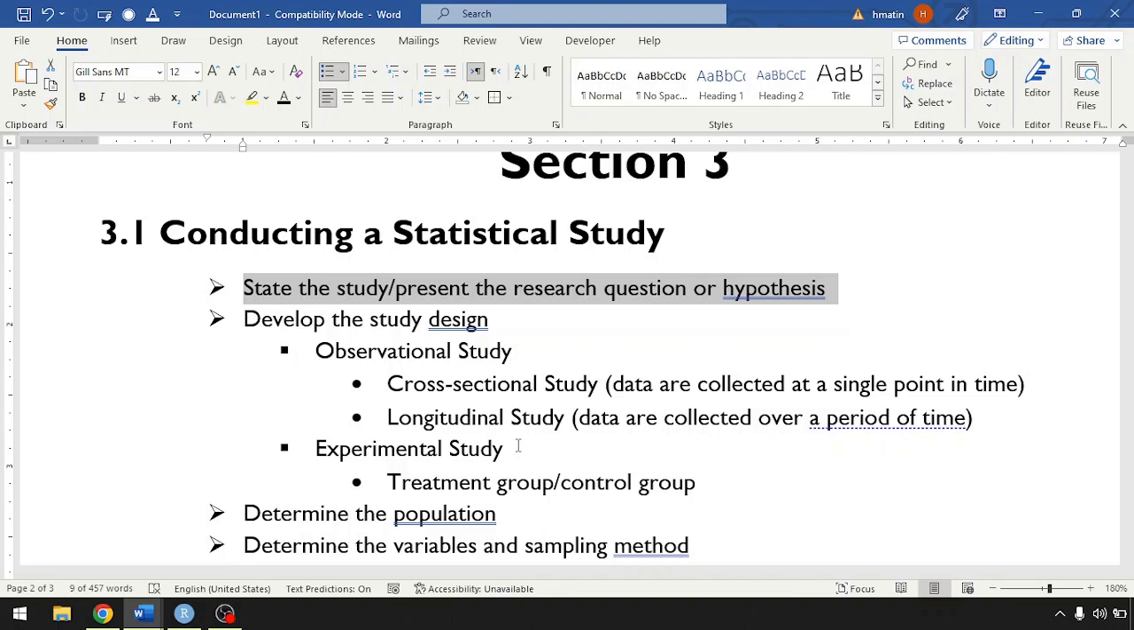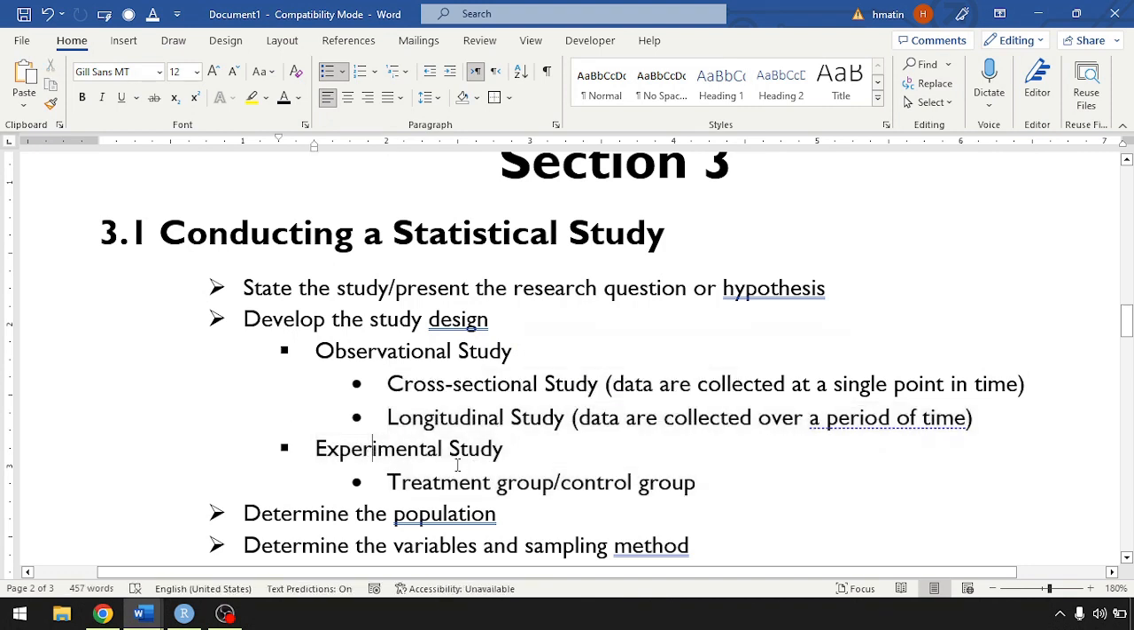For example, if you're to test the effect of a certain type of medication, then you will have a group where you will give them this treatment and then test, and then have a control group that you will not give the medication, and then test the effect of your medication on the treatment group versus the control group. Again, experimental study is not very feasible in social science or economic related studies.